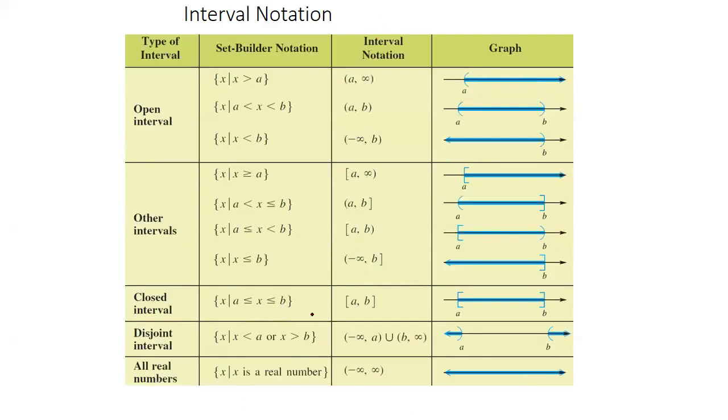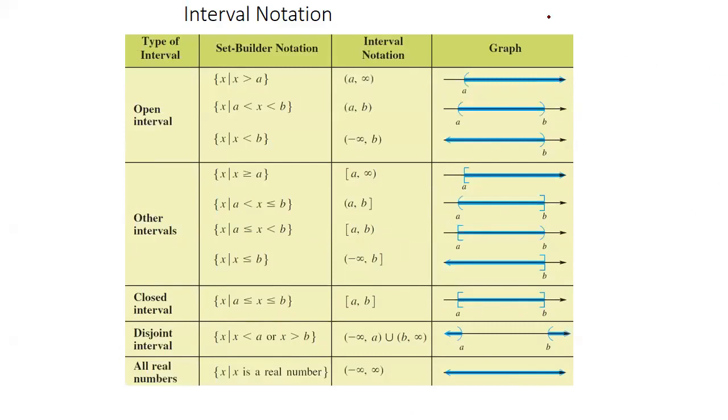Okay, let's take a look at another one. All the numbers between a and b, including a and b. I'm going to use the brackets to show the endpoints are included. And as you can see, the interval notation kind of looks like a graph. Brackets a, comma, b means all the numbers from a to b.